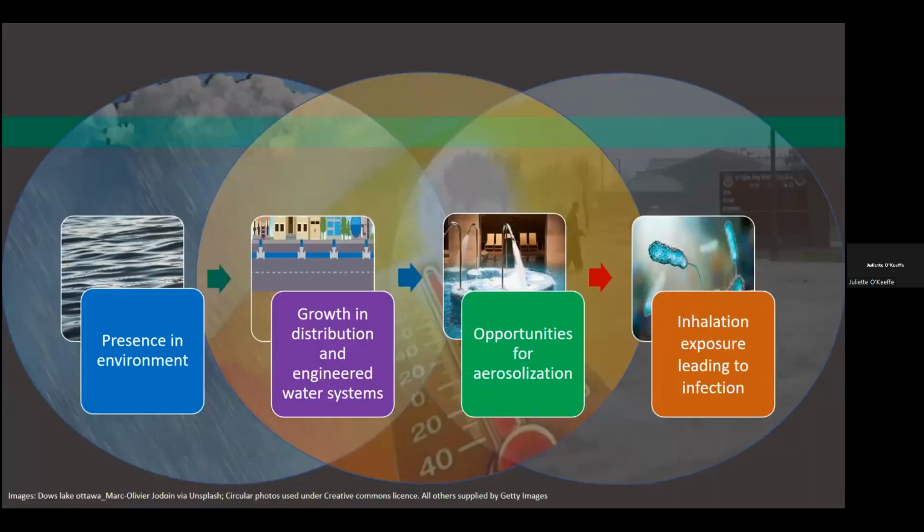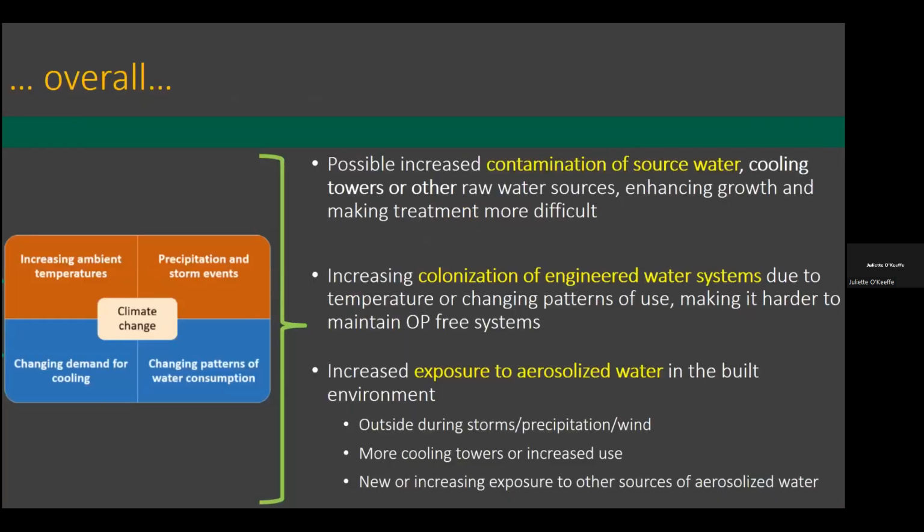So going back to this diagram, looking at how we look at these things and how the climate might be affecting the presence in the environment, growth and distribution, opportunities for aerosolization and exposure to susceptible people. Do we need to change what we're doing? And really, we know that overall, there's going to be a possible increased contamination of source water, potentially cooling towers, or other raw water sources that make treatment more difficult.